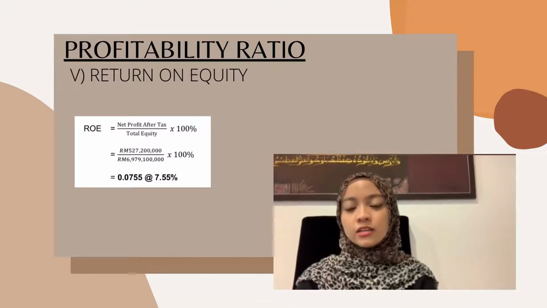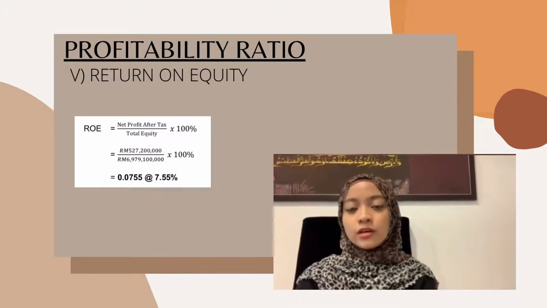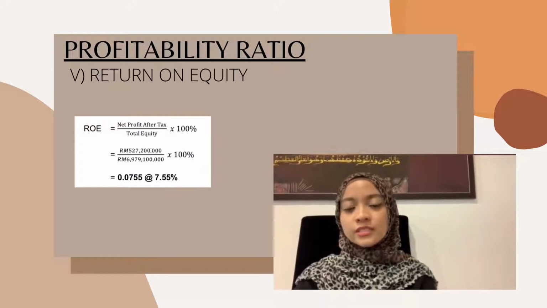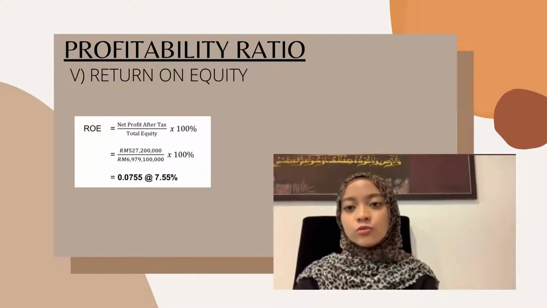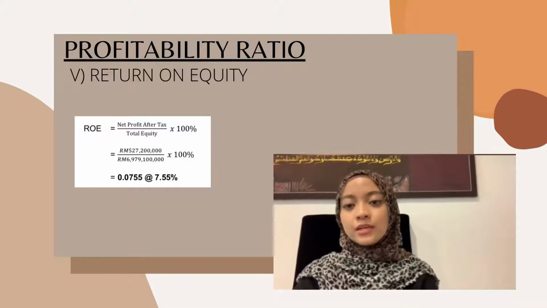and ineffectively. For comment, a ratio of 7.55% indicates that IOI Corporation Berhad's common stockholders will earn 7.55 ringgit profit for every 100 ringgit of their investment in the company. This return on equity shows that the company has a weak performance as compared to the industry average.